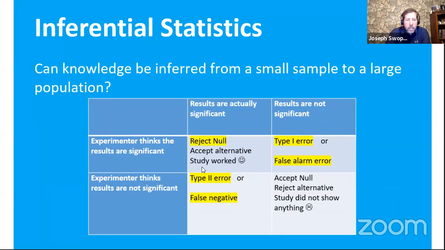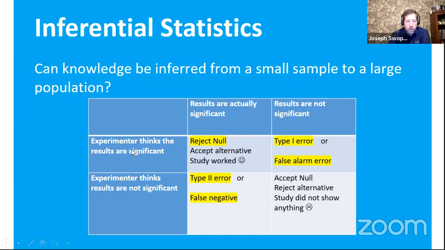Look at this handy dandy little table we have here. Okay, let's look at our 4 quadrants starting here. If the results are significant, which means they have a p-value of less than 0.05, and the experimenter thinks the results are significant, we can reject null. The alternative hypothesis, which means if independent, then we will get a significant difference. That means the study worked, okay?